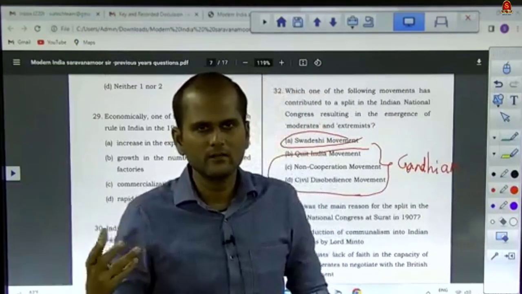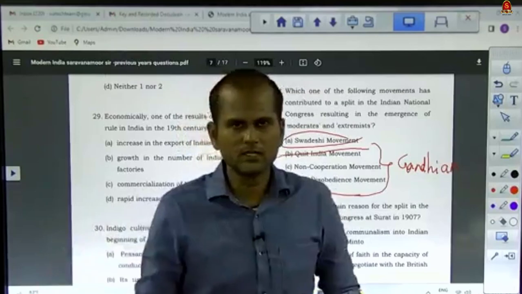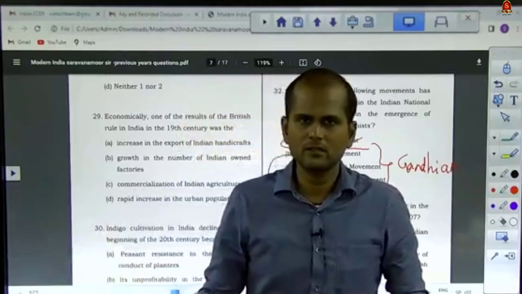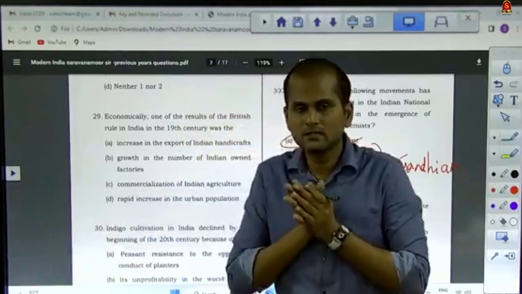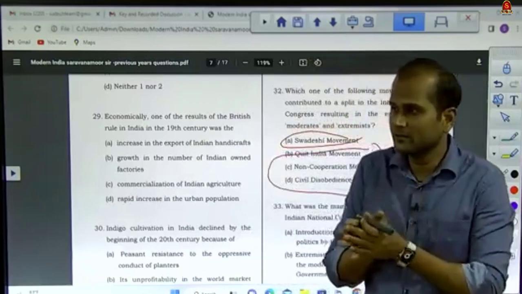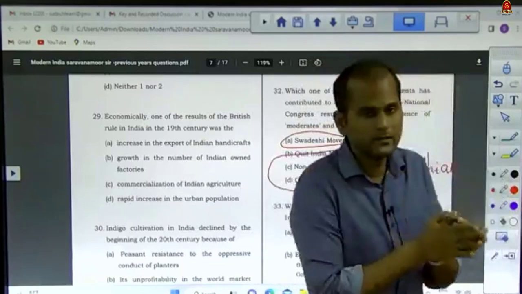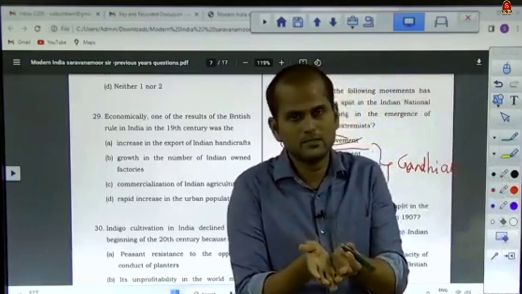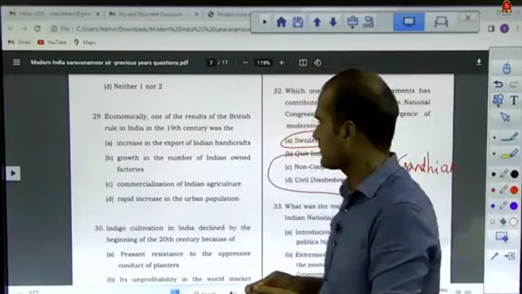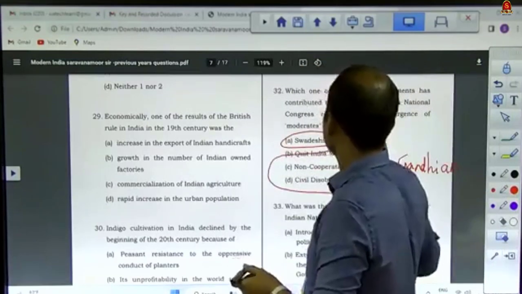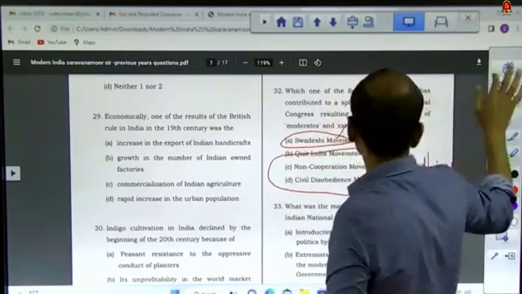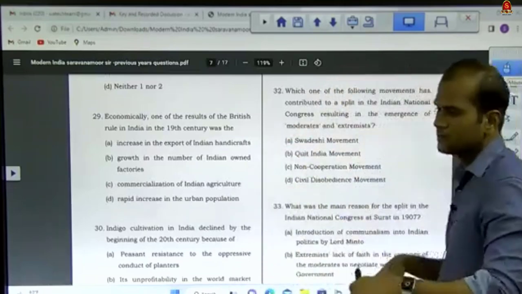The second thing is whether the Swadeshi movement should be extended to the rest of India or confined to Bengal. That's why within the Congress you can see two clear-cut streams. Some people want gradual change, some people want extreme. That's why those people are called extremists. Thus, 32 is the answer that led to the Surat split.